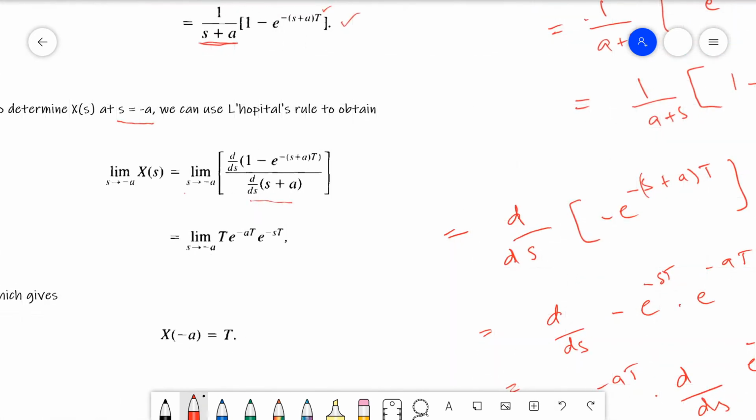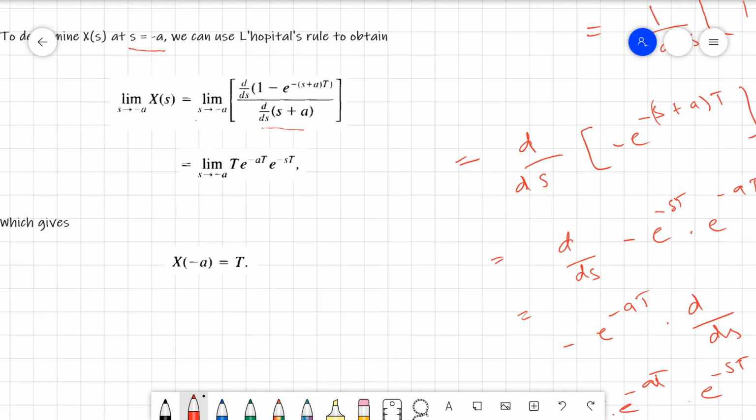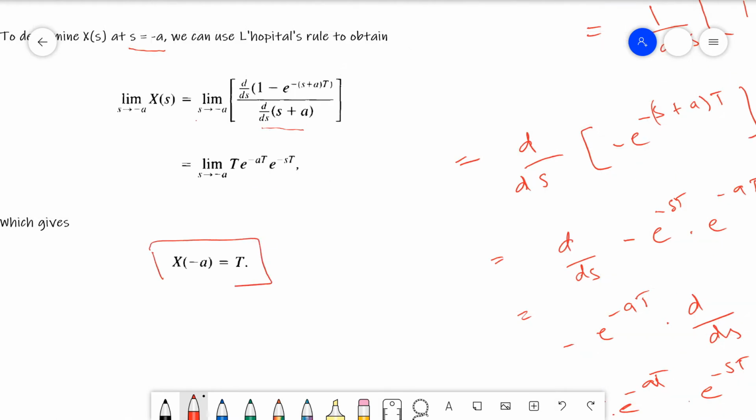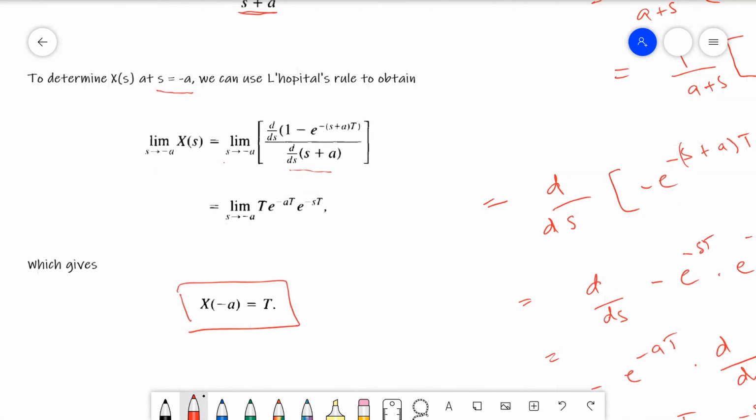If we apply the limits, then we can see that we will be left with x of minus a, which is T. But we have seen that if we evaluate x of s at s equal to the pole, x of s should be infinity, but this is not the case here. So what does that mean? That means that s equals to minus a is not a pole.